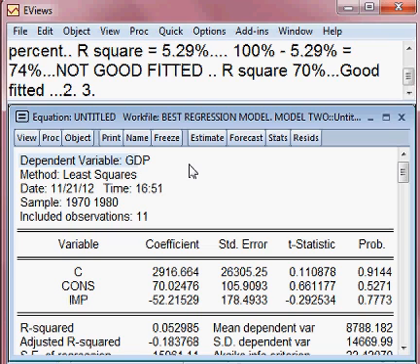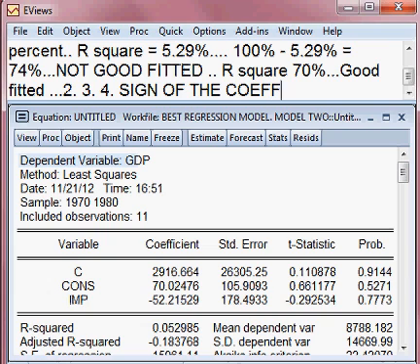Then we talk about sign. Another thing is the sign of the coefficient. The sign of the coefficient should follow either economic theory or expectation or intuition. Only then can we say a model is a best regression model. Otherwise it is not.